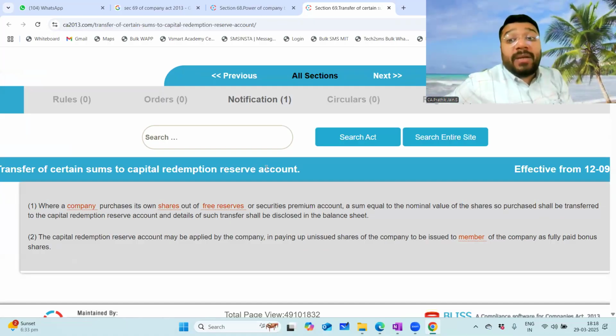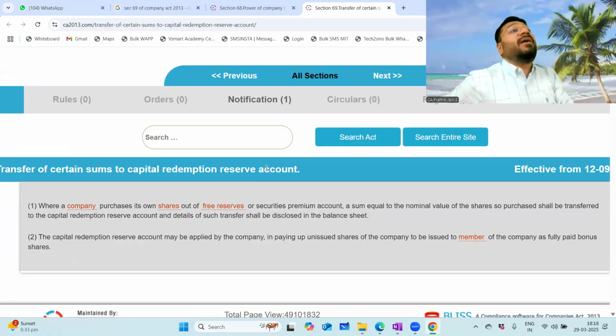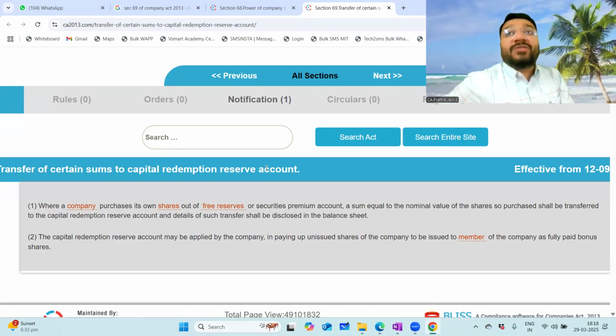A sum equal to the nominal value of the share so purchased shall be transferred to the capital redemption reserve account, and details of such transfer should be disclosed in the balance sheet. You have to give a disclosure in the balance sheet. That's why we give a disclosure, no? So this disclosure has to be given in the balance sheet.